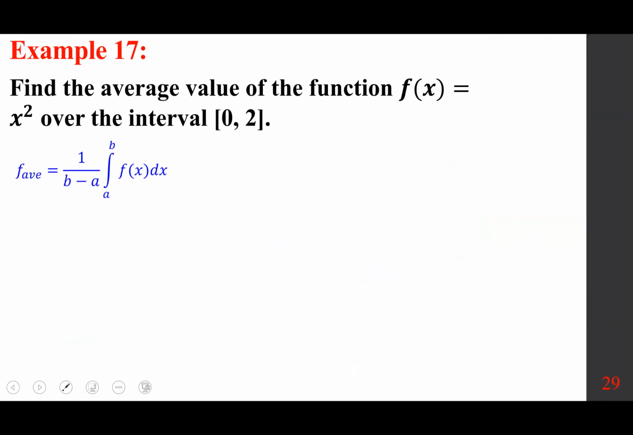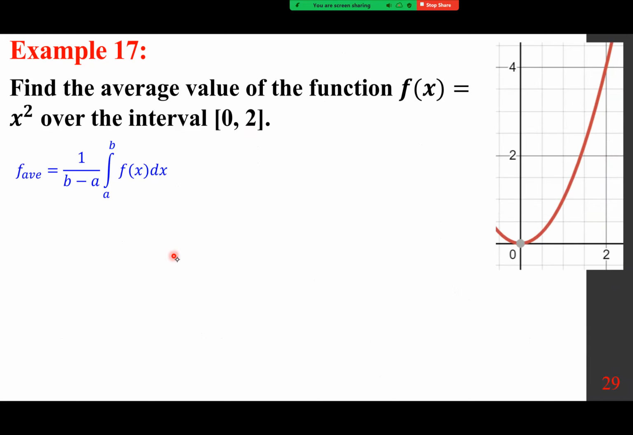Find the average value of the function f of x equals x squared over the interval of 0 to 2. And we know here's the f average equation we should know. So let's graph the function. This is y equals x squared. We're going to go from 0 to 2. So we are interested in the average here.